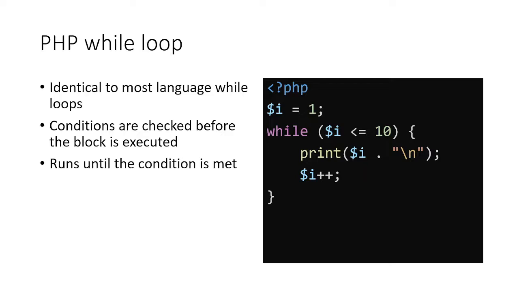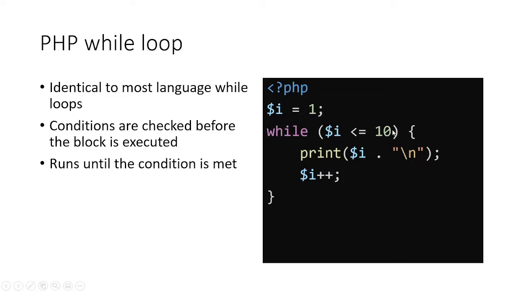So PHP while loop is identical to most language while loops, which is as follows. So we have the while statement, and then we have the condition check. In this case, the condition check is basically that when the variable I is less than or equal to 10, keep running. Else, it will break out of this while loop.